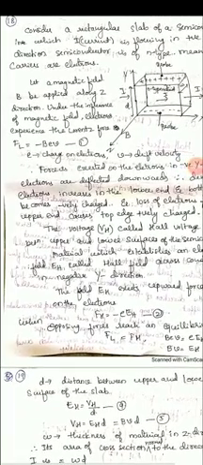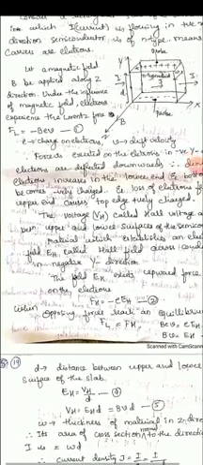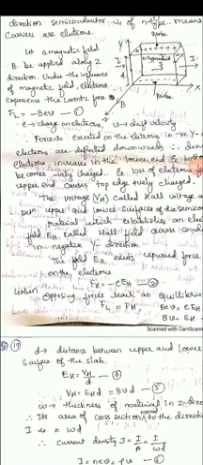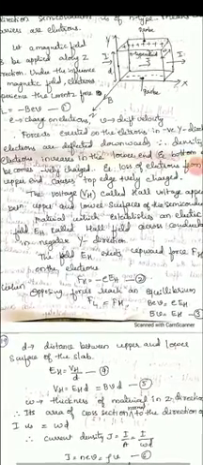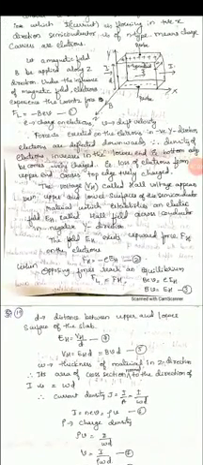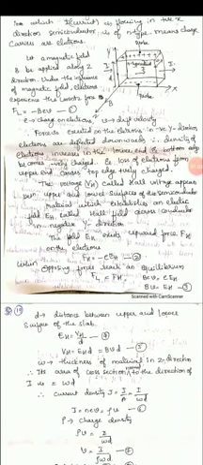Let the magnetic field be applied along the z direction. Under the influence of the magnetic field, electrons experience the Lorentz force. The Lorentz force FL is equal to minus B e V, where e is the charge on the electron and V is the drift velocity. The force is exerted on the electrons in the negative y direction, so electrons are deflected downwards.